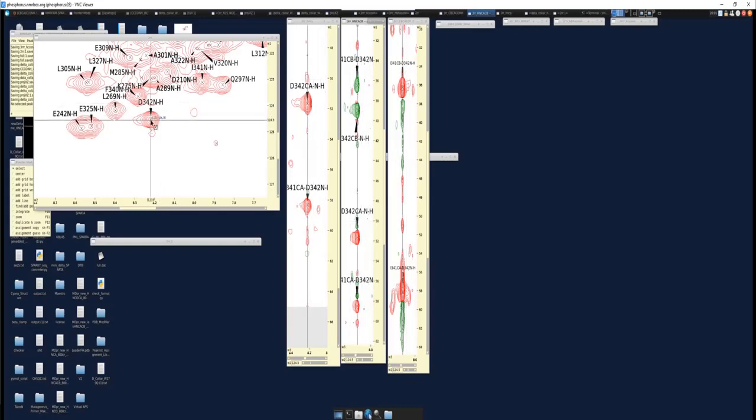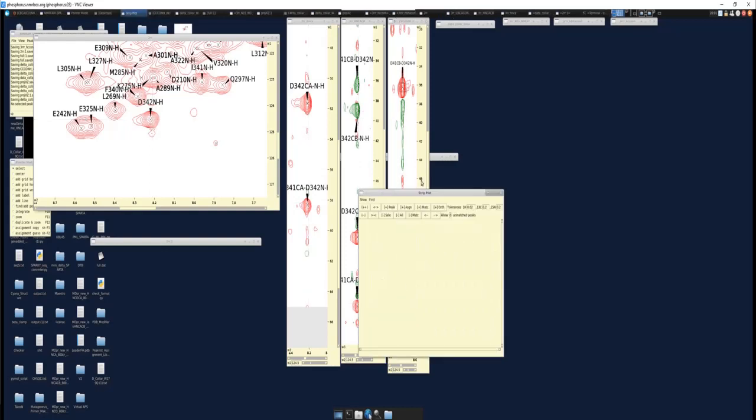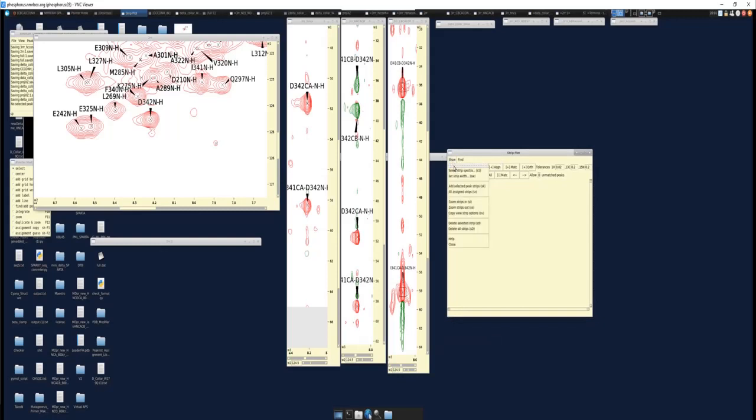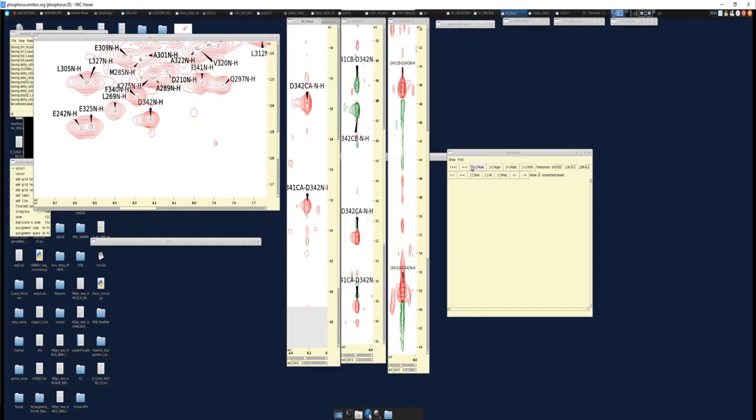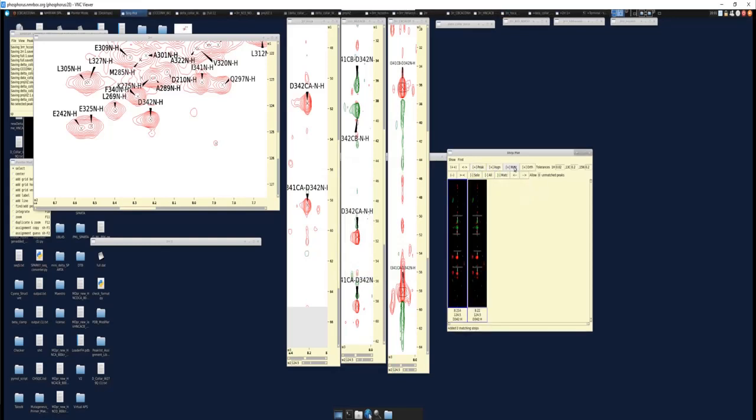Say, for example, this peak that we have right here, we want to find its I-1. So you could use the HNCACB if the peaks are there, or you could use the CBCACONH. And you do exactly as before. You pick both peaks, you bring up your strip plot, and then this time you search your HNCACB here. You click peak, you click match, and there are no matches here.